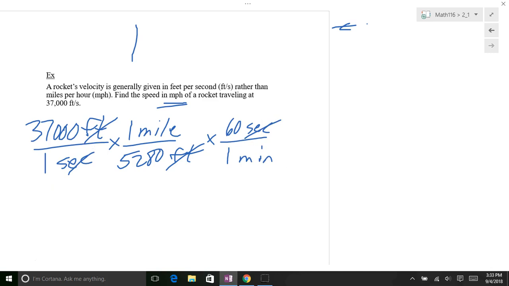Again, we want miles per hour. So we got to take care of this. There's 60 minutes for every 1 hour. Notice the minutes are gone. So we're in miles per hour now.